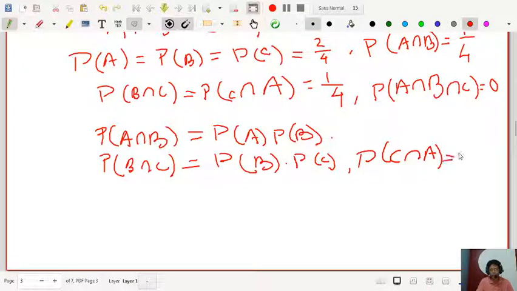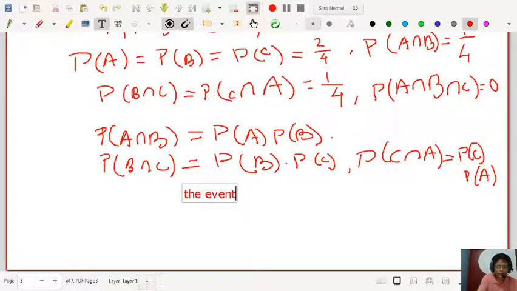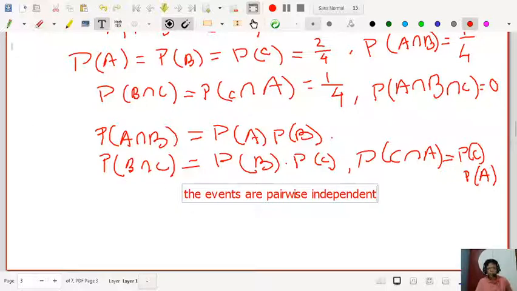Got it? Okay, that makes sense. So what is your conclusion now? They are pairwise independent. In this case, your conclusion is that the events are pairwise independent, right? So this is your conclusion at the final stage.